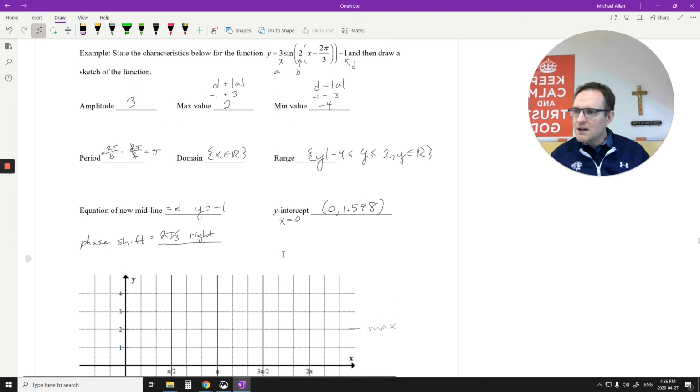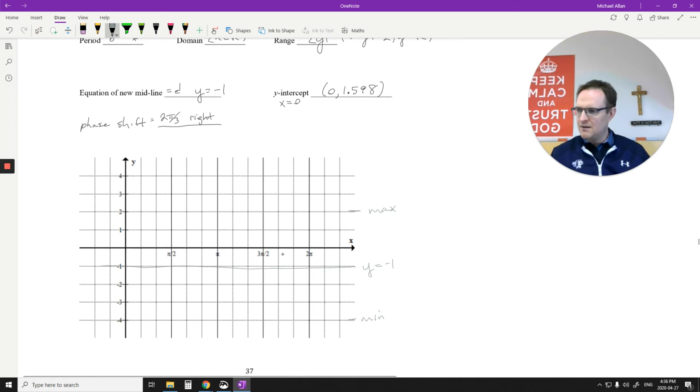And then, because this is a sine graph, my graph, and because I'm not going to do the phase shift right away, my graph starts on the midline going upwards. Okay, it starts on the midline going upwards.